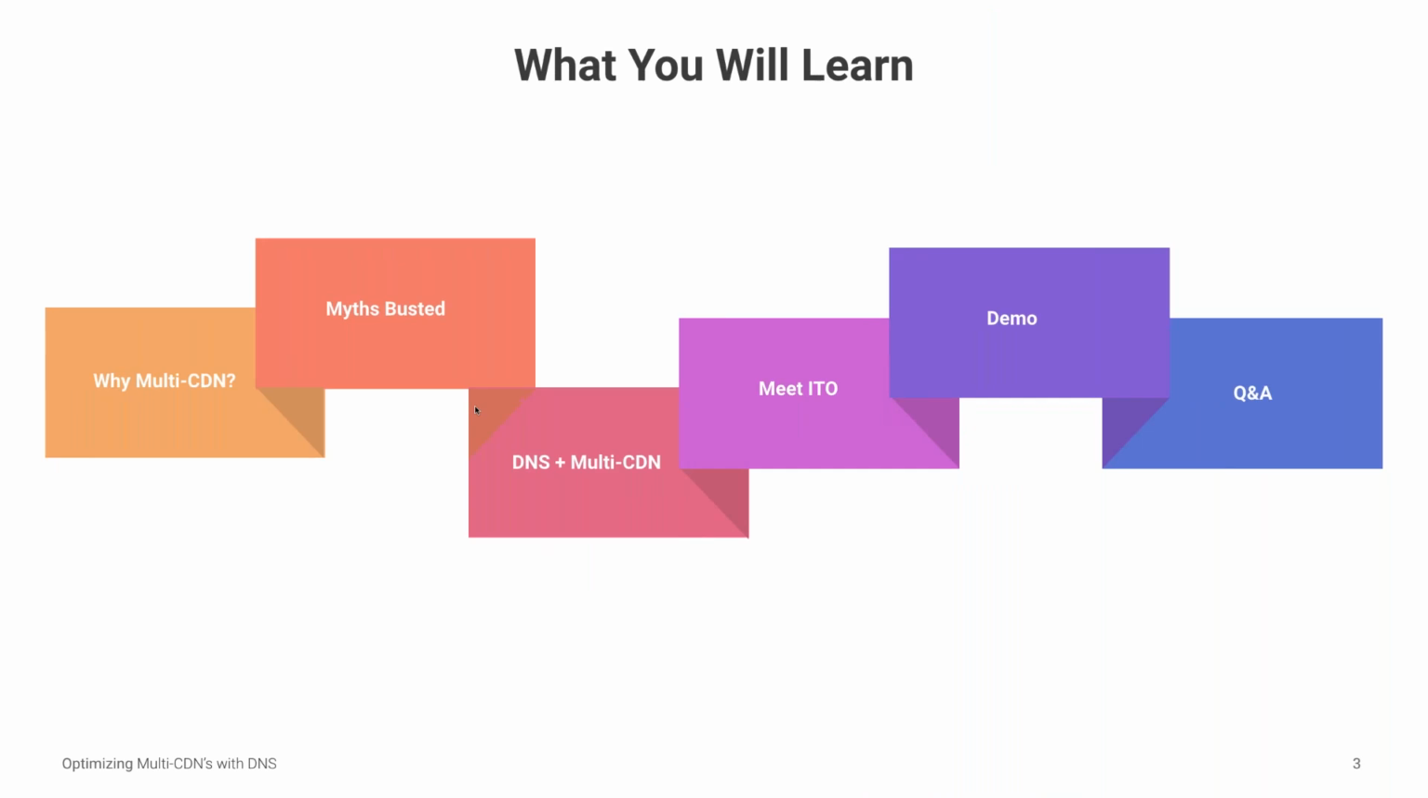So what we're going to learn today is we're going to discover what a multiple CDN architecture looks like and why it can be used. We're going to talk about some of the reasons people have and have not used multiple CDNs. We're going to talk about how DNS itself works with a multiple CDN infrastructure. We're going to talk about our internet traffic optimization, which is a big part of Constellix. We're going to have a quick little demo, and we're going to open it up to some questions and answers.